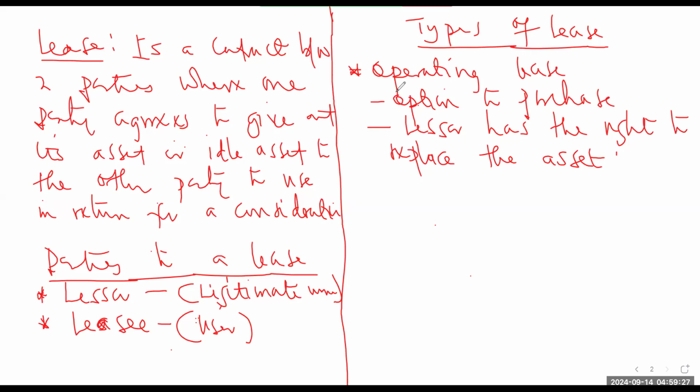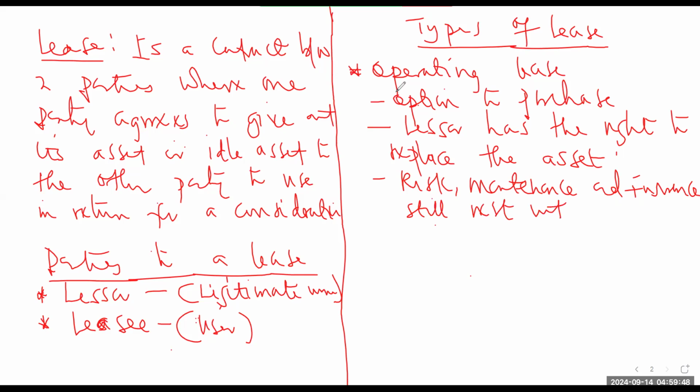Okay, so if you come to the risks and maintenance and insurance relating to the assets, it is still with the lessor. It rests with the lessor, the legitimate owner. What will happen is that if you are occupying that particular building and there's any crack on the building, you have to call the owner to come and fix it. If the lighting system is not working, you have to call the owner to come and fix it. That's what we call the operating lease.